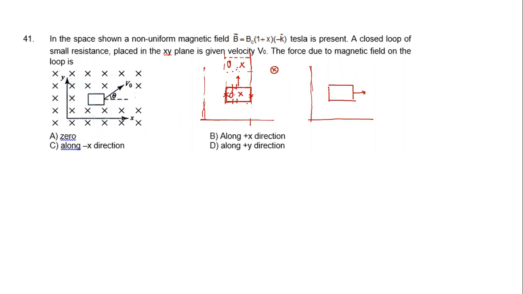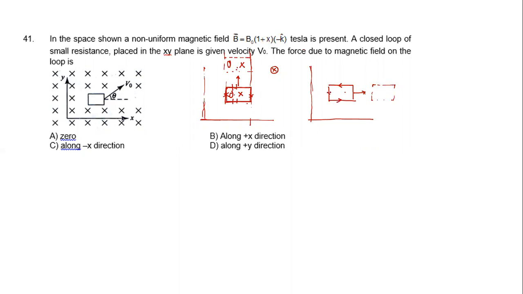Now, let's look at the other case, the force due to the magnetic field. First of all, it is moving from here to something like this. This is the velocity given. It is moving from a lower magnetic field to a higher magnetic field. The field is increasing in the direction of x. So flux is increasing. So what has to be the induced EMF or induced current? It has to oppose the increase. That's why the current has to be in this direction.